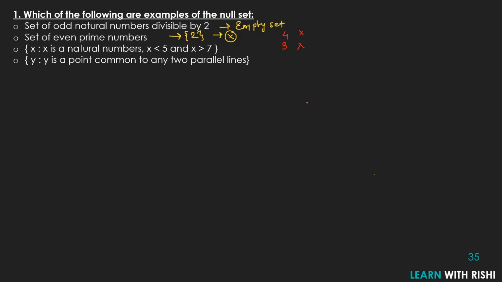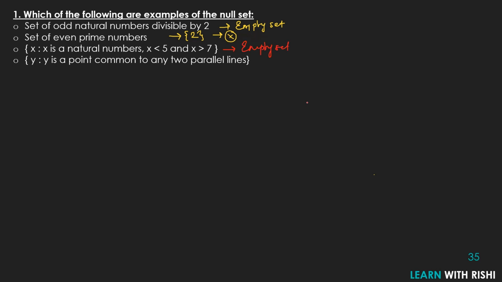If you take 6, is 6 less than 5? No. Is it greater than 7? No. If you take 9, it is greater than 7, but it is not less than 5. We want both the conditions to be fulfilled. Less than 5 also and greater than 7 also. There is no natural number which is less than 5 also and greater than 7 also. So our set C or the third set becomes an empty set or null set.